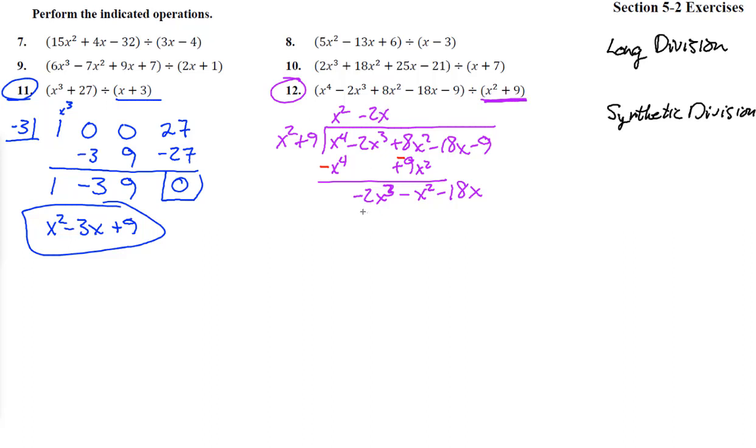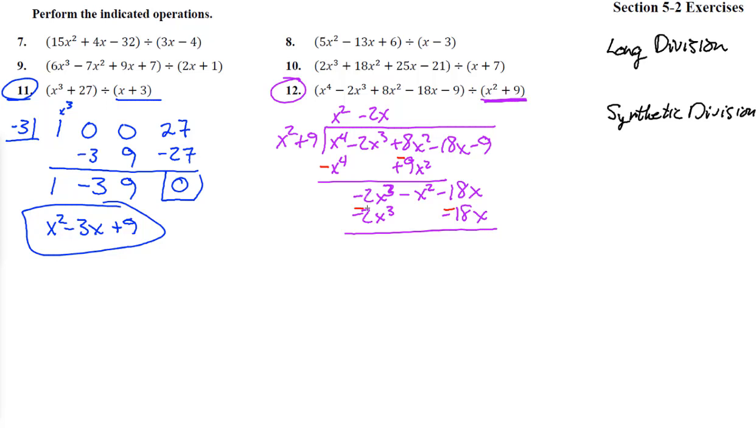Negative 2x times x squared is negative 2x cubed. Then minus 18x. I put it in the wrong place. That times that is minus 18x. It comes over in the x column, minus 18x. So when we subtract them, let's make sure we subtract them here.